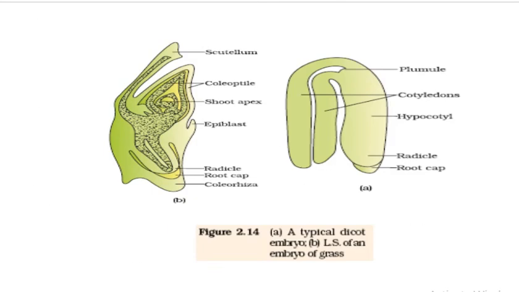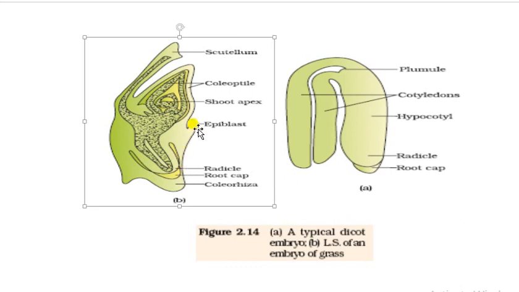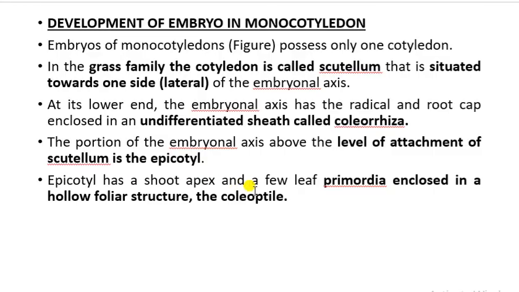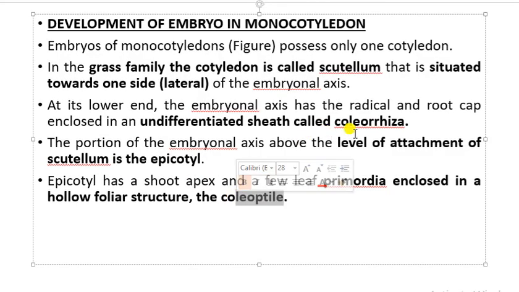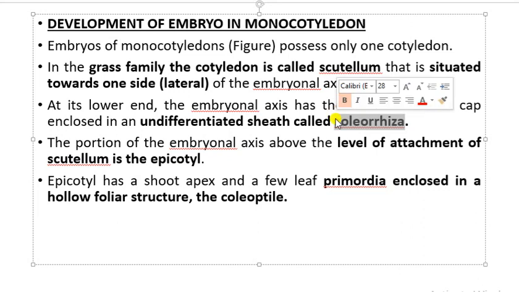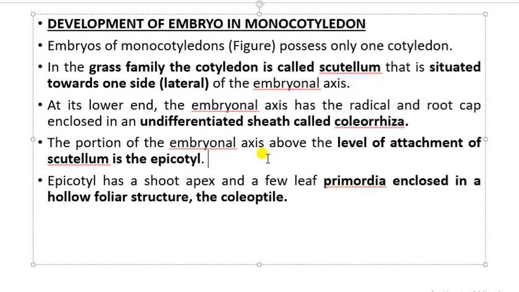So there will be the presence of a shoot apex, and this shoot apex is covered by the coleoptile. Basically, the coleoptile and coleorhiza are the covering sheaths for the shoot apex and the radicle in the case of monocotyledons, and they are protective in function.